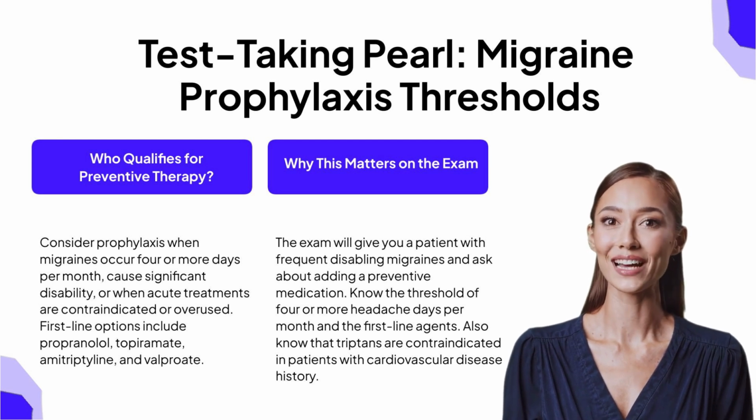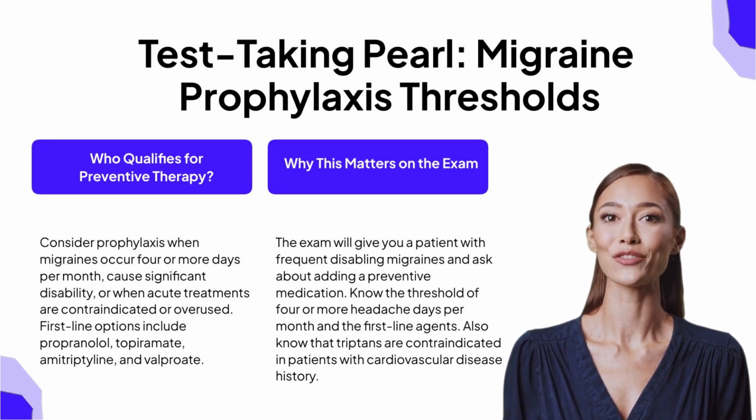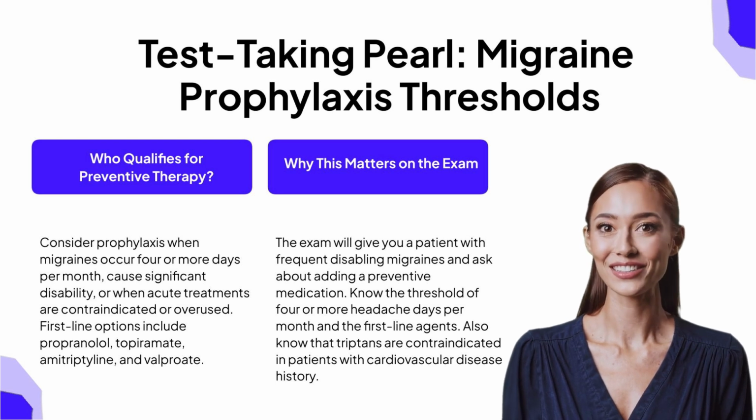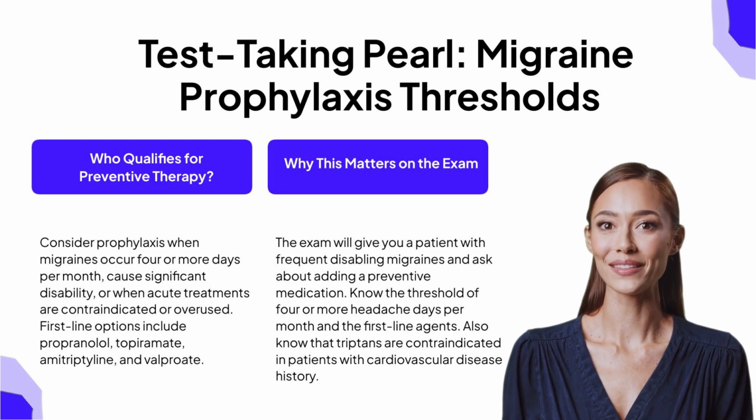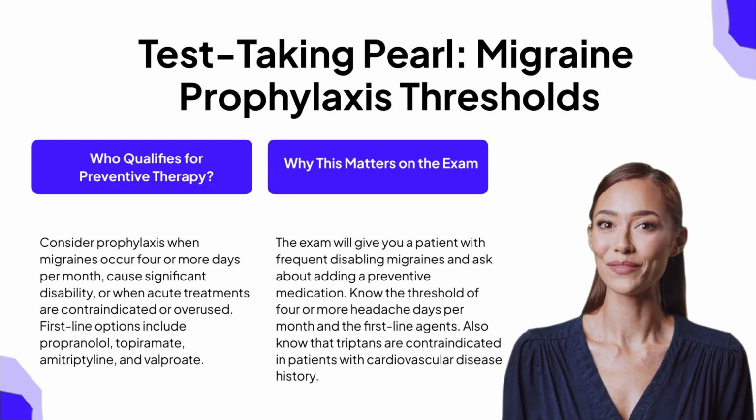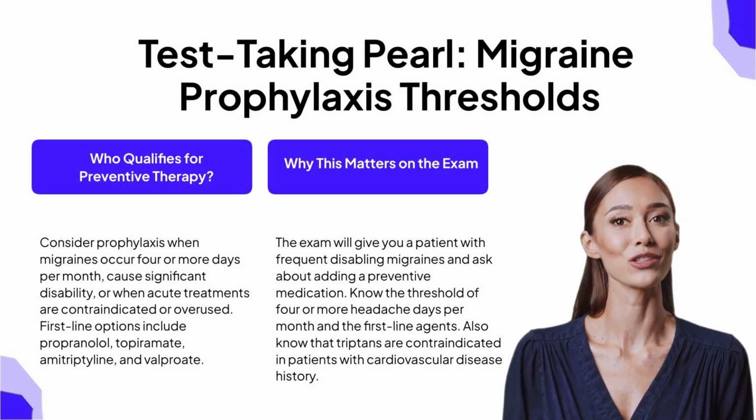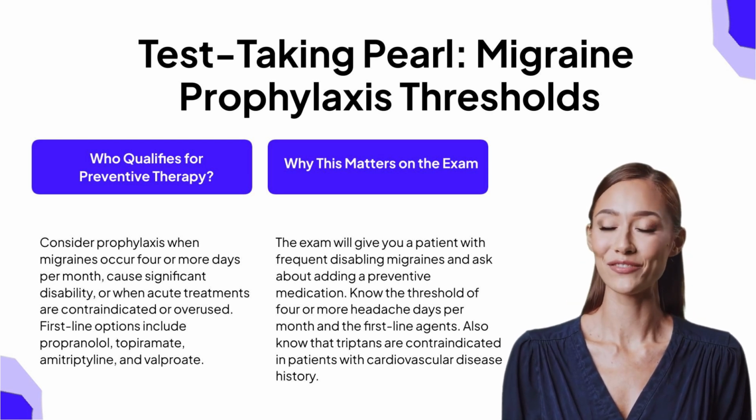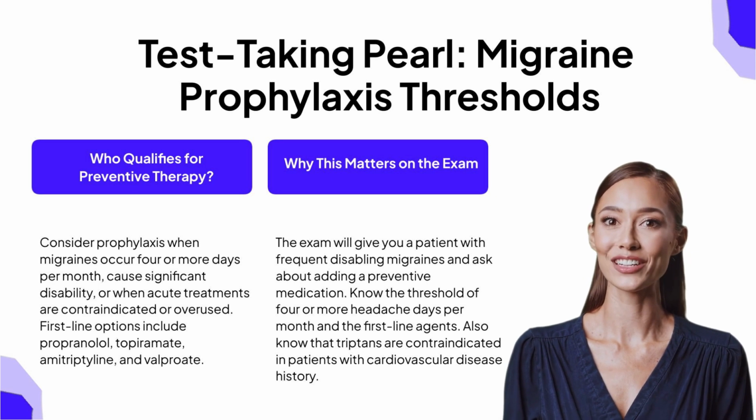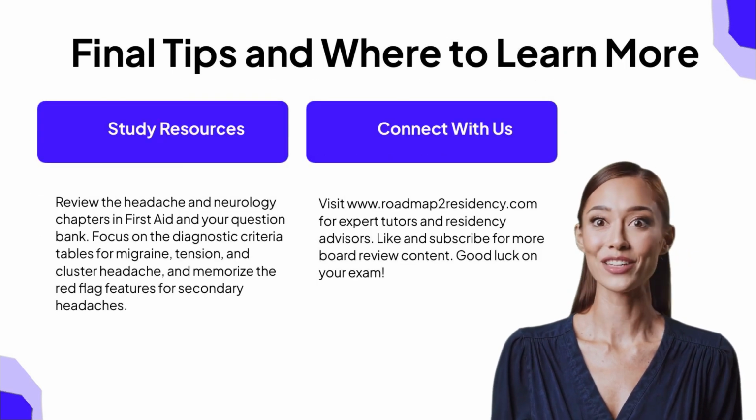Also know that Triptans are contraindicated in patients with a history of cardiovascular disease, including coronary artery disease, uncontrolled hypertension, and prior stroke. If the exam gives you a migraine patient with heart disease, Triptans are wrong, and you should choose an alternative like an anti-inflammatory or consider preventive therapy. That wraps up our headache test-taking strategies for Step 2.